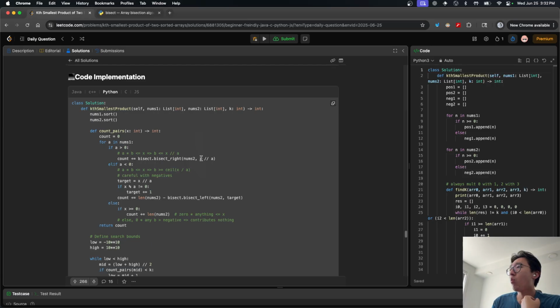Okay, so now why did you divide x? Okay, we have a column right here. So a times b less than or equal to x, which is greater or equal to b. What the hell? Okay, why are you dividing x by a? So x is the number that we are trying to find, and a is the current number that we have in nums1.